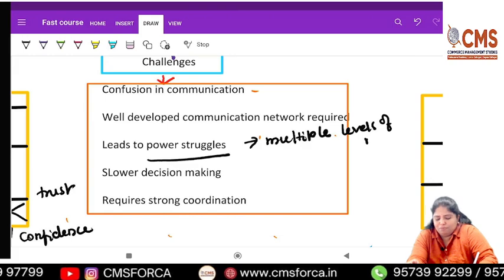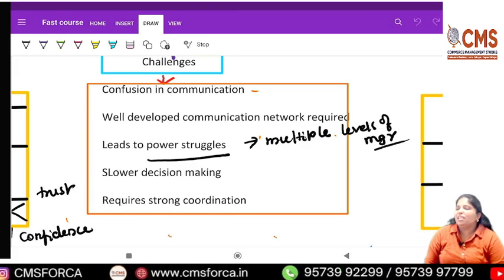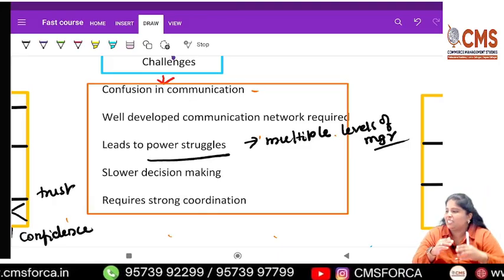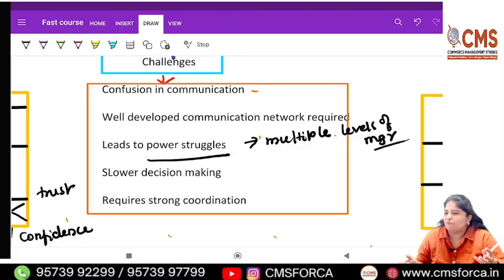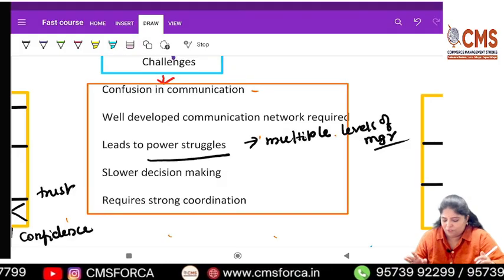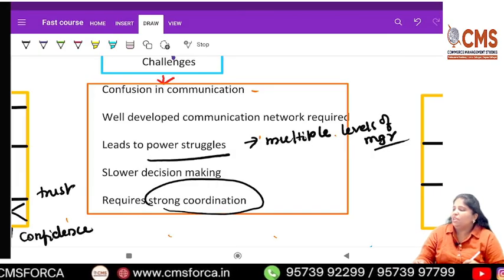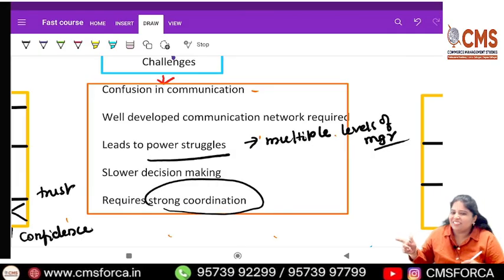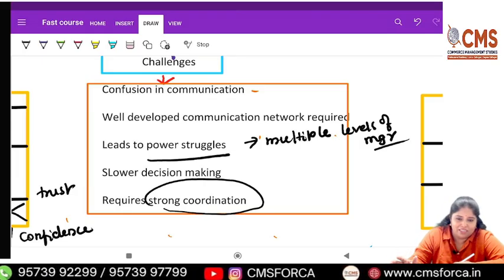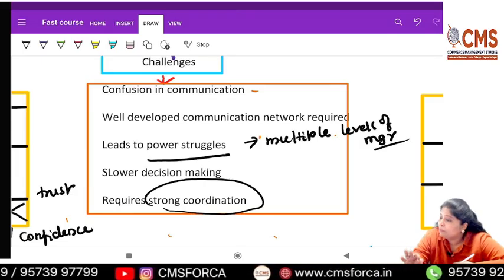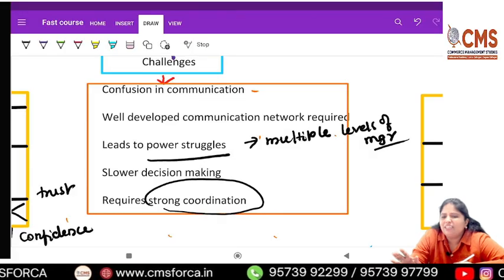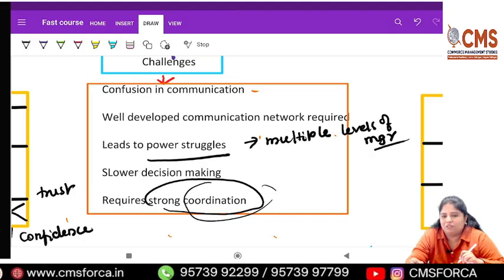Multiple levels of managers. Decision making, who will tell me why decision making is slowed down? Because so much of communication, vertical, horizontal, approvals should come from multiple levels of managers. So definitely the decision making process will be slowed down. It requires strong coordination between employee, functional manager and project manager. And if the employee is working on multiple projects, definitely a lot of coordination would be required.